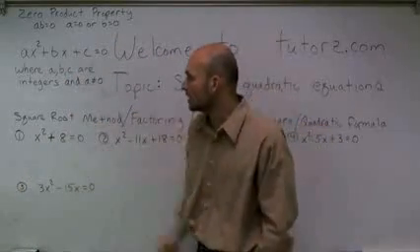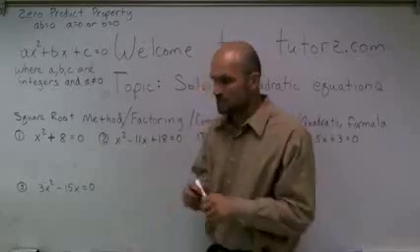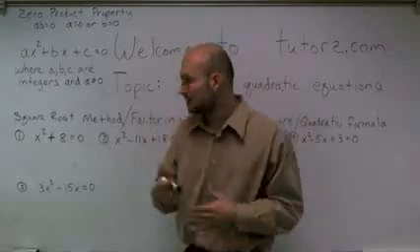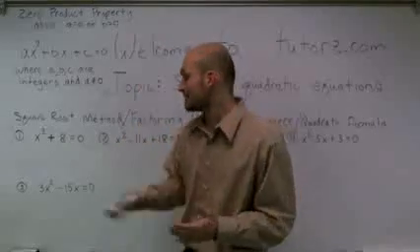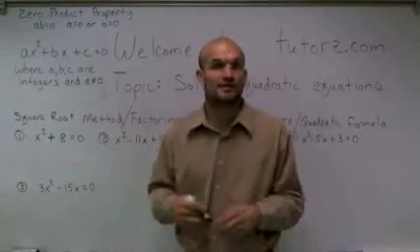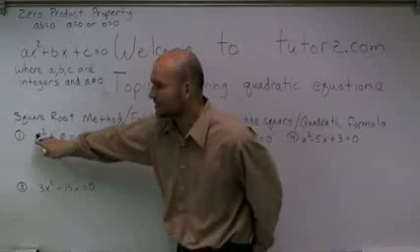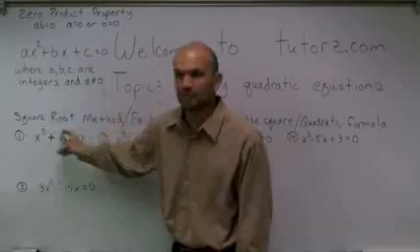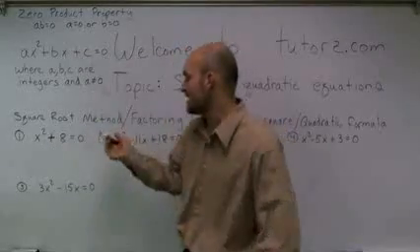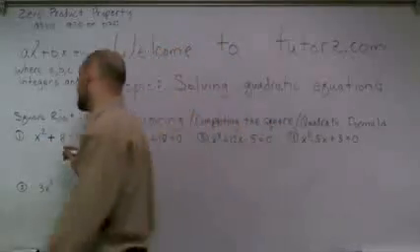So for the first one, which we call the square root method, what you're going to do is isolate the variable. Now, a lot of students like this method a lot because it reminds them of solving linear equations. What you're going to do is get your x squared by itself. You're going to isolate it. So therefore, I have an x squared plus 8. To undo my operation of adding 8, I'm going to subtract 8 on both sides.